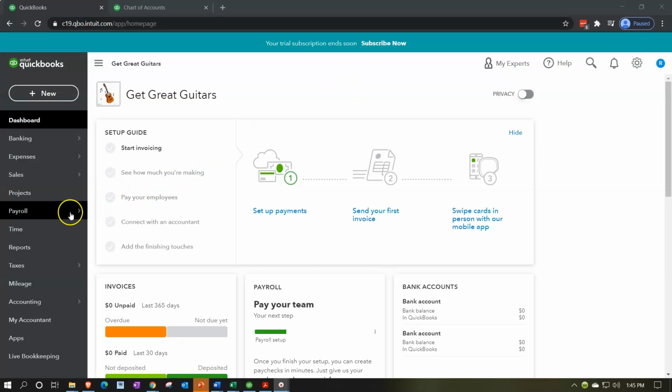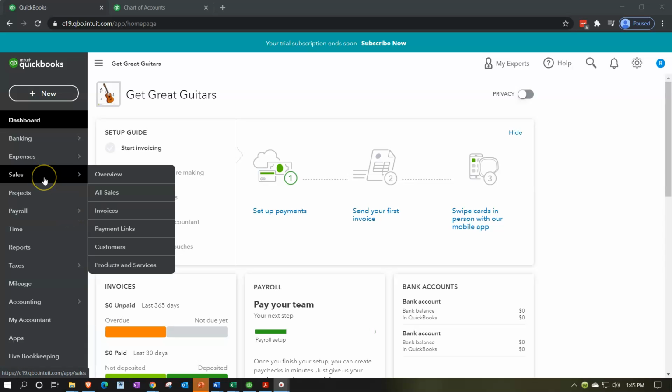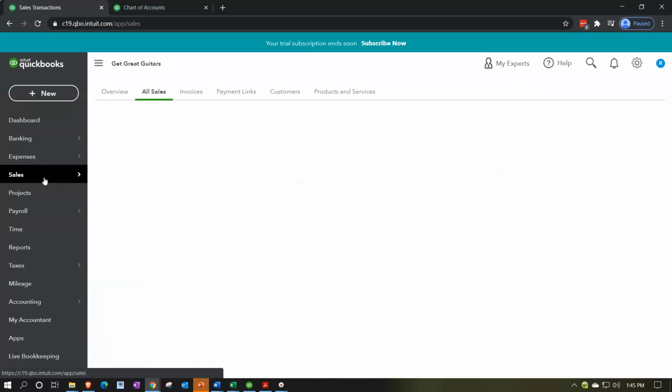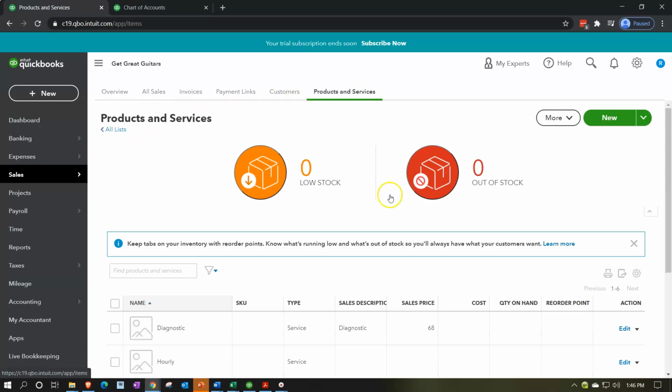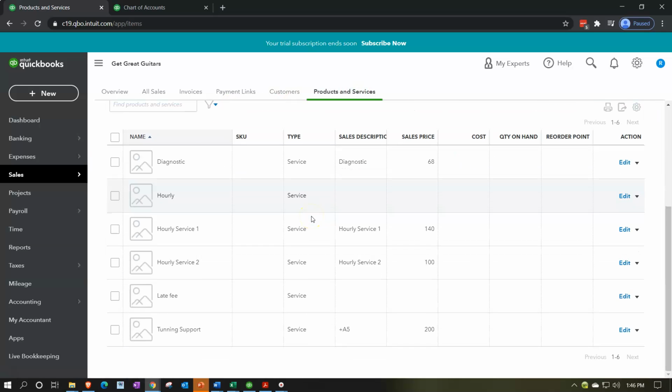Last time we entered some items for our service items, and we can check those out by going to the Sales tab on the left-hand side, then the Products and Services up top. These are the service items that we entered that would then be helpful or used to populate things like invoices and sales receipts. Now we want to think about the process of inventory.